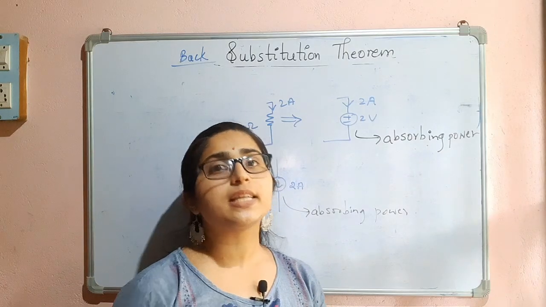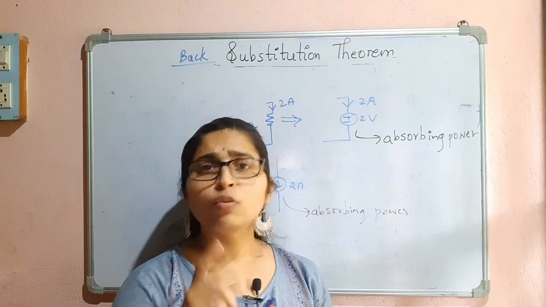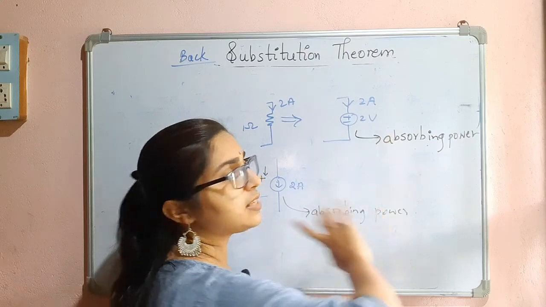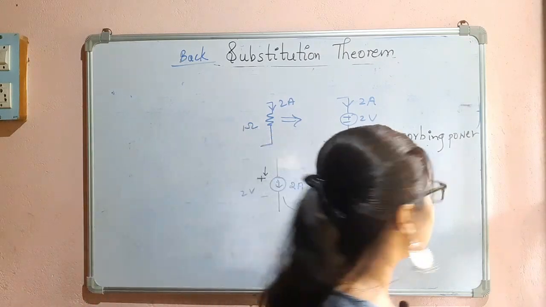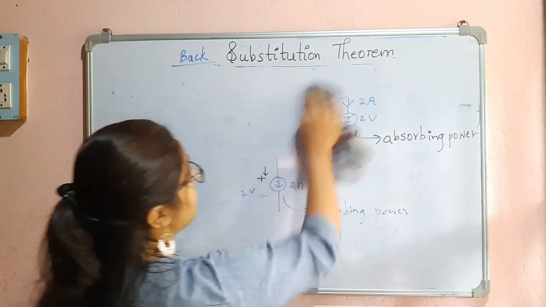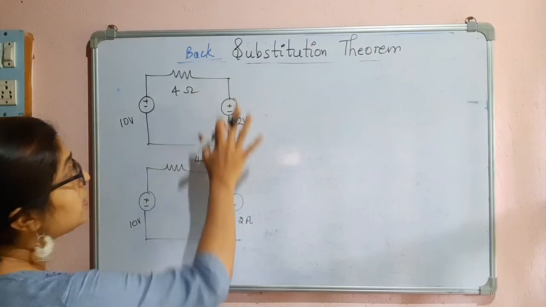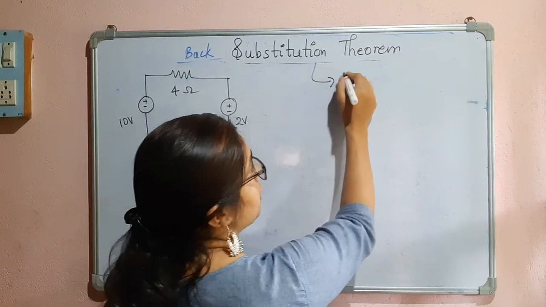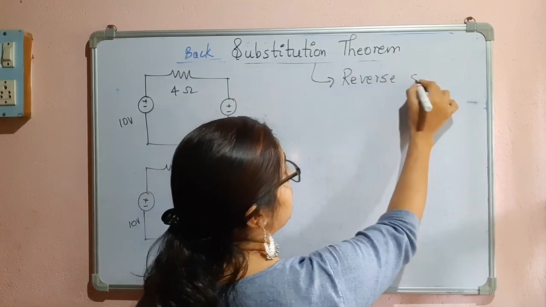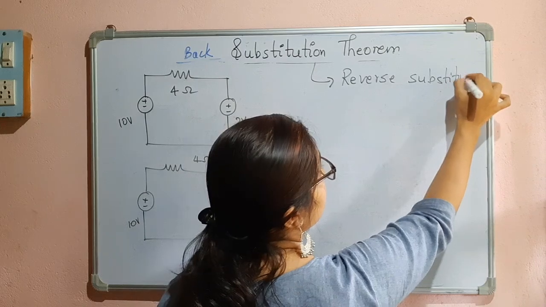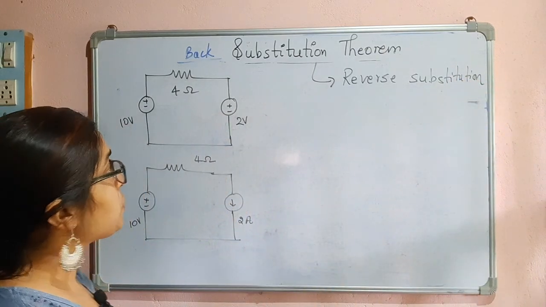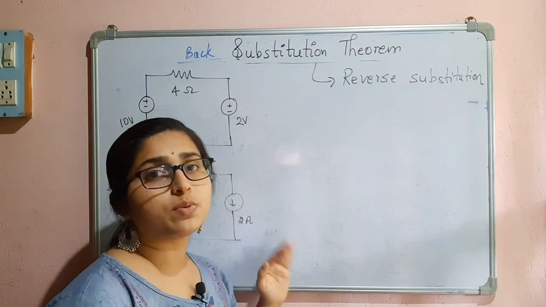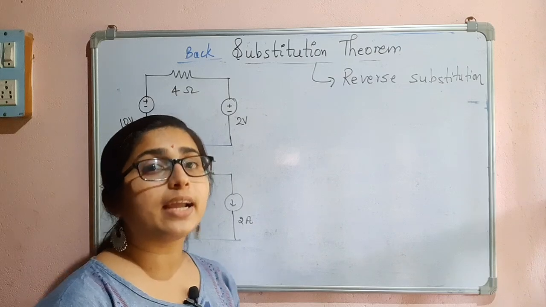That is, while replacing the resistance with the voltage source or the current source, in both cases they are absorbing power. That is what we have to take care of when using the back substitution theorem. So I have considered this example now. We have to find out the back substitution theorem, or the reverse substitution theorem, also called reverse substitution. In this case, we are going to convert this voltage source to a resistance, and instead of the current source, we will consider a resistance. Let's see how it can be done.